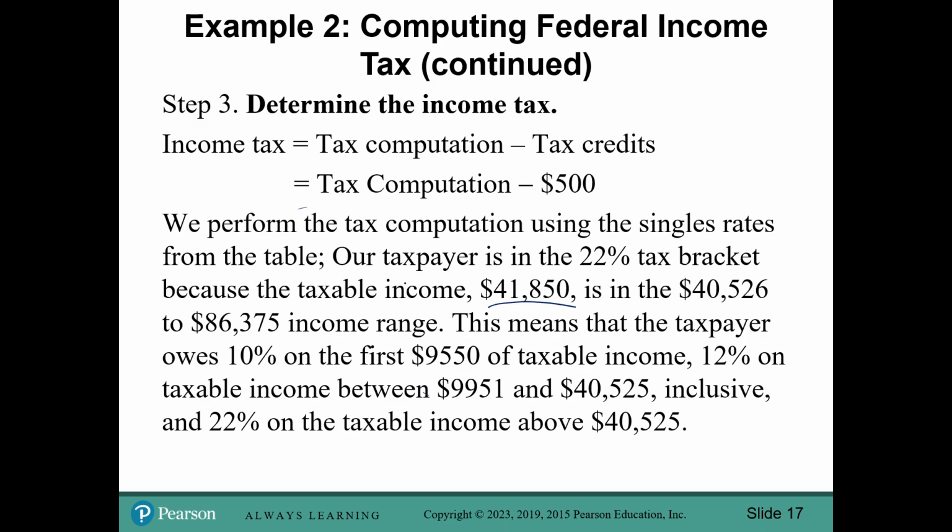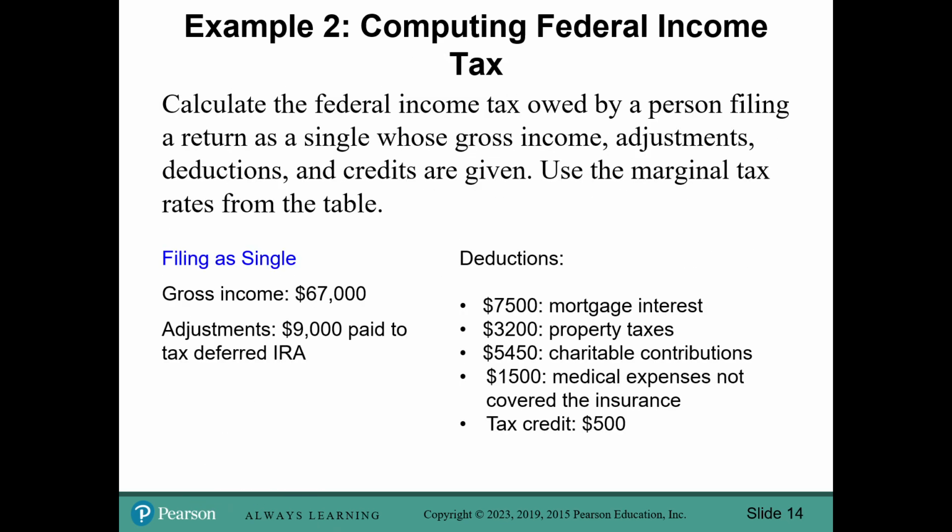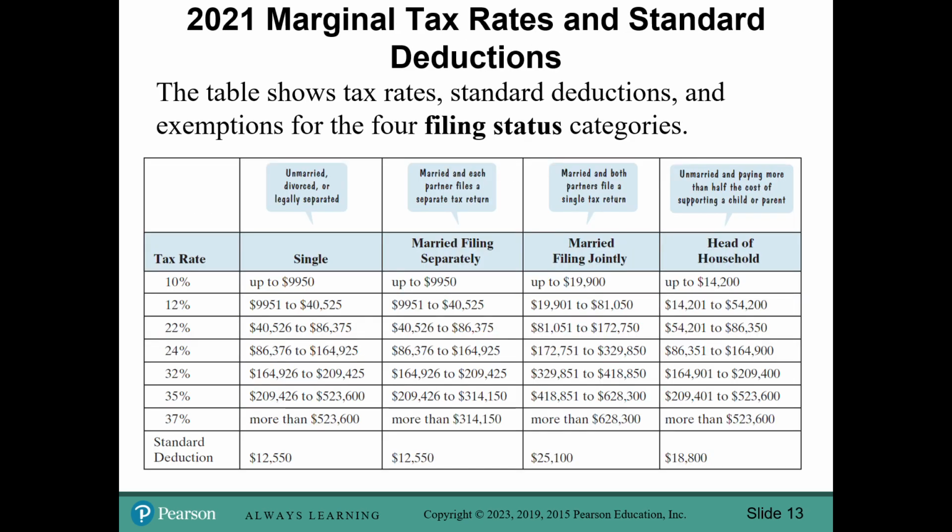He's in the 22% tax bracket because it falls within that range. Okay, we're looking and using the single rate from our table. It does say right here in the question, it will tell you whether or not to file as single, file as married, etc. So we're looking at the single rate, and this is where he falls, or they fall. Right there. So they should be taxed at a rate of 22%.